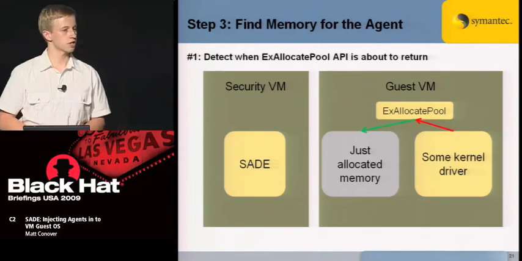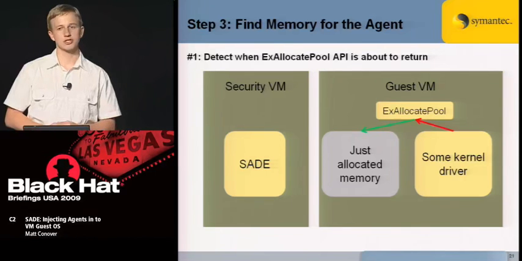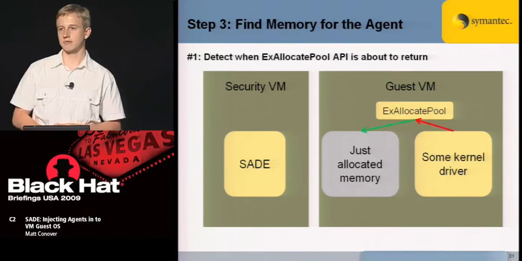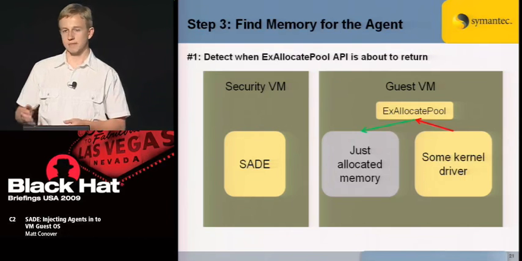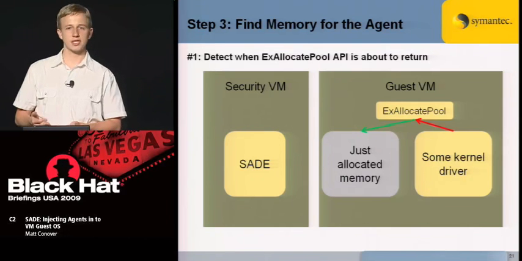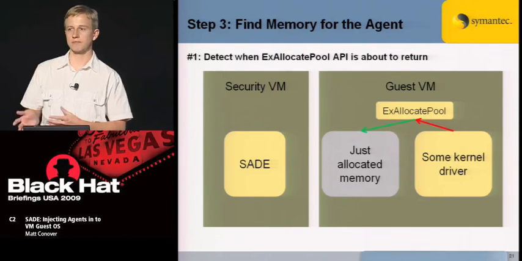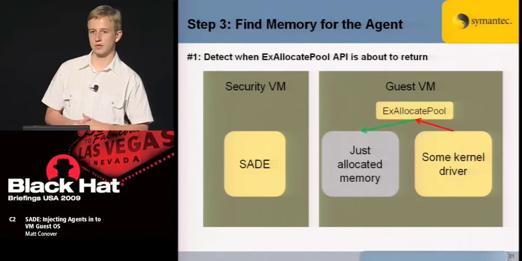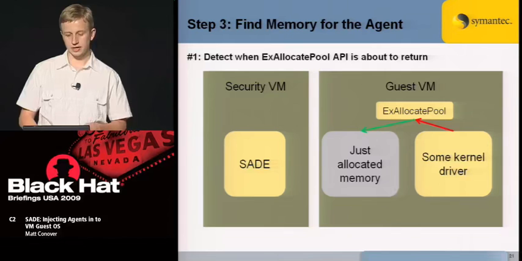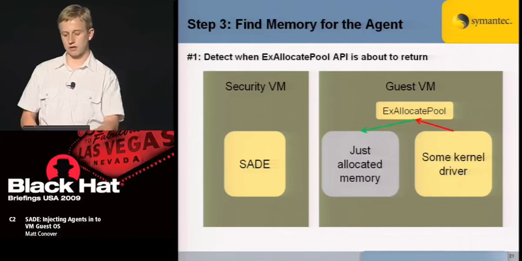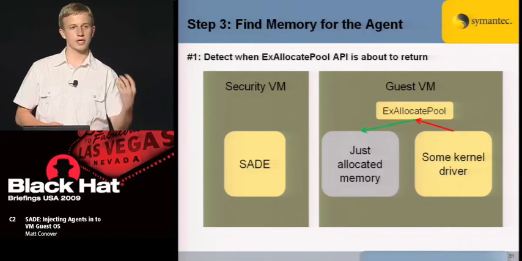So it looks something like this. Some code inside the guest VM, most likely the kernel itself, because this happens very early in the boot process. So most likely the code calling ExAllocatePool is some kernel code itself, something inside the NTOS kernel. So now this is going to call ExAllocatePool. We will then get a breakpoint.